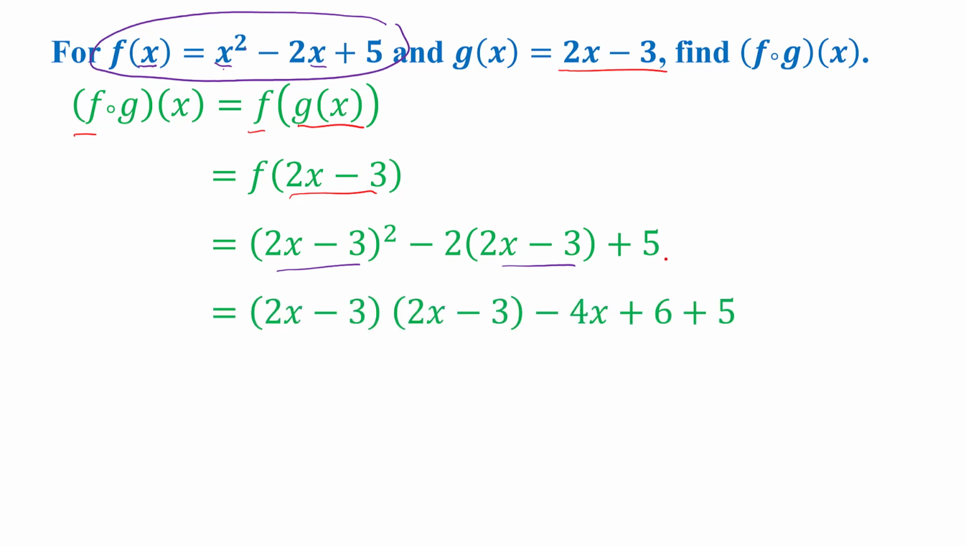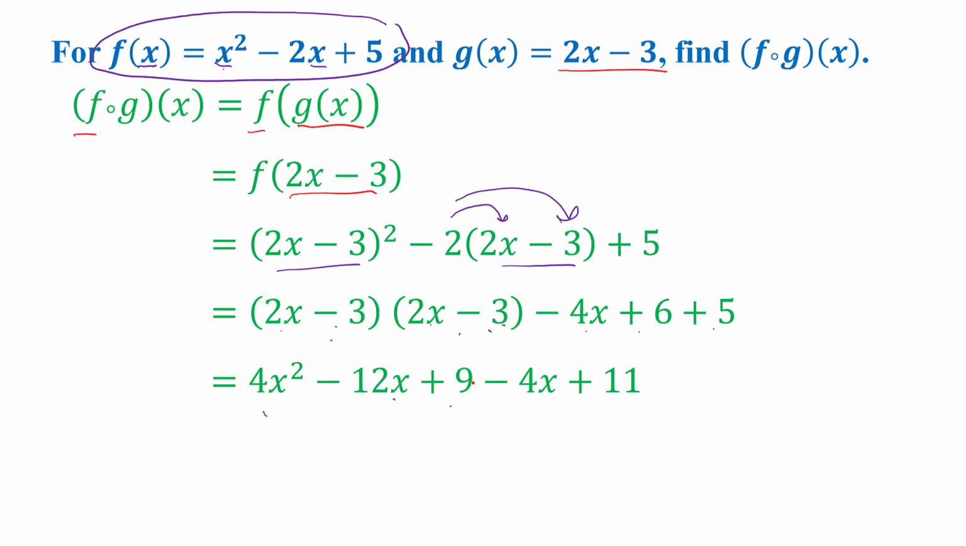2x minus 3 squared is the same as 2x minus 3 times 2x minus 3. We can go ahead and distribute negative 2 through to 2x minus 3, and we will end up with minus 4x plus 6, and then we have plus 5. 2x minus 3 times 2x minus 3: 2x times 2x is 4x squared. We have minus 6x plus minus 6x, giving us minus 12x, and then plus 9. Then minus 4x plus 6 plus 5 is 11.